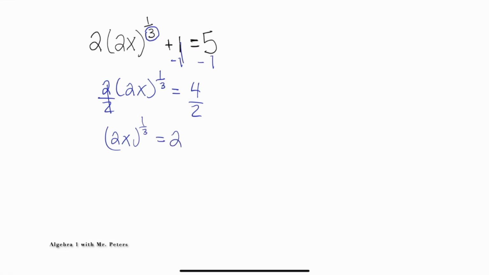Now we're going to use our reciprocal power to cancel out that rational exponent. 3 over 1. Take the other side to the third power as well. So now we have 2x is equal to 8. And once we simplify by dividing, we know x is going to be equal to 4.